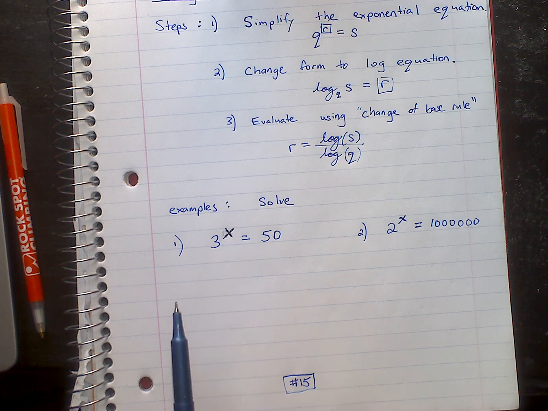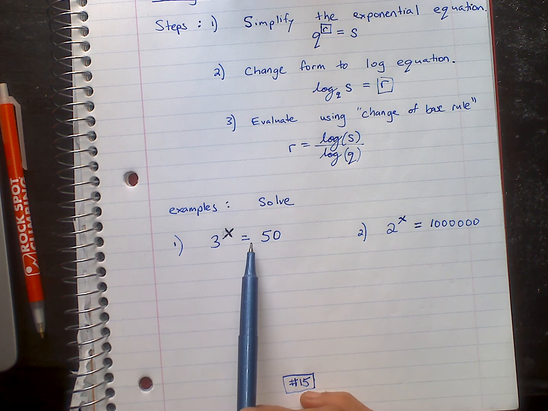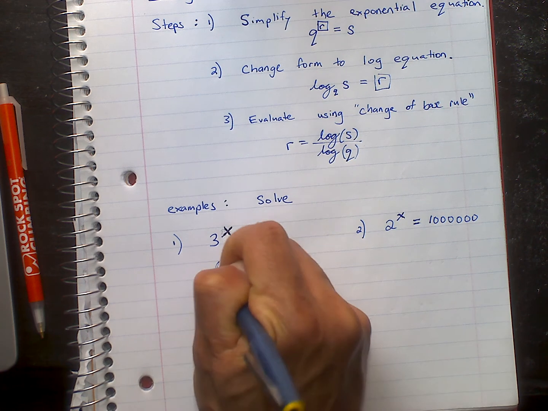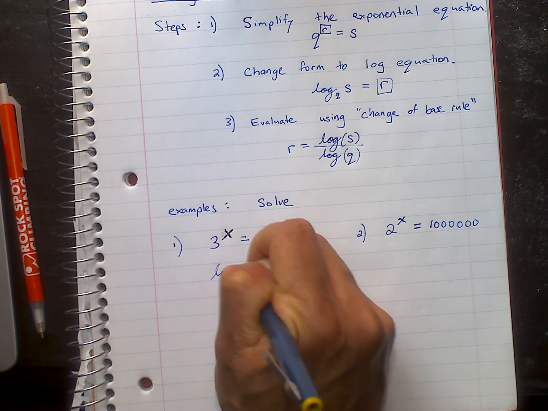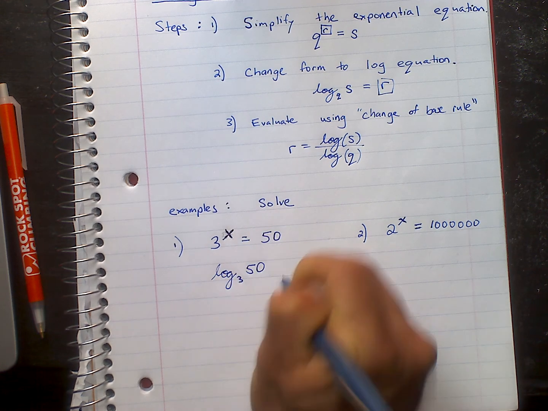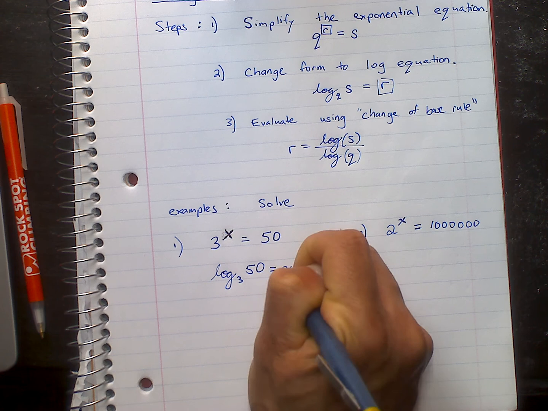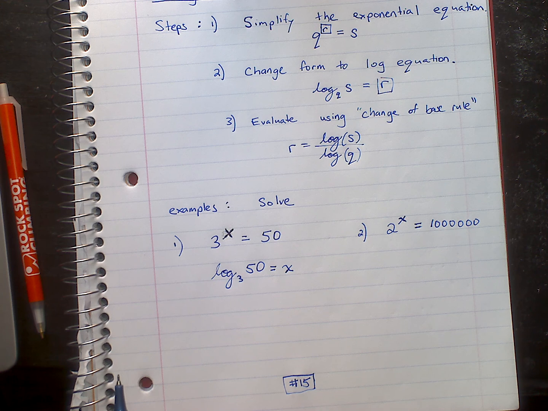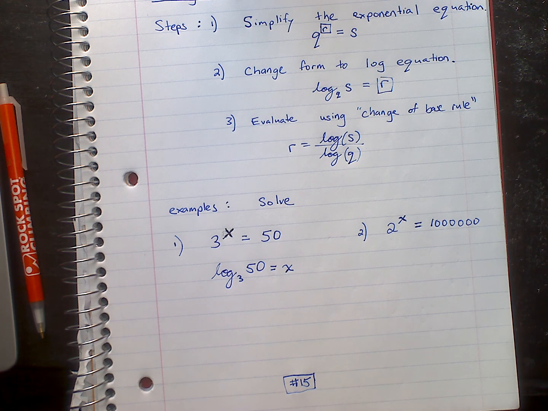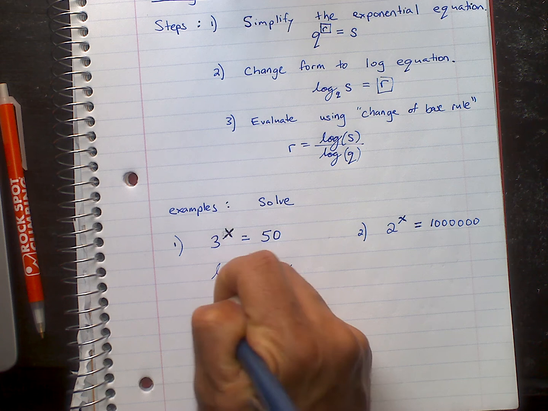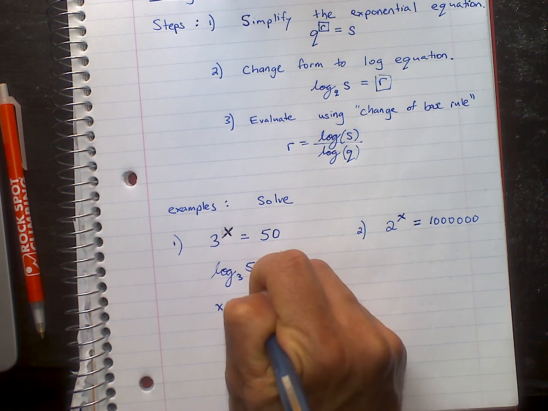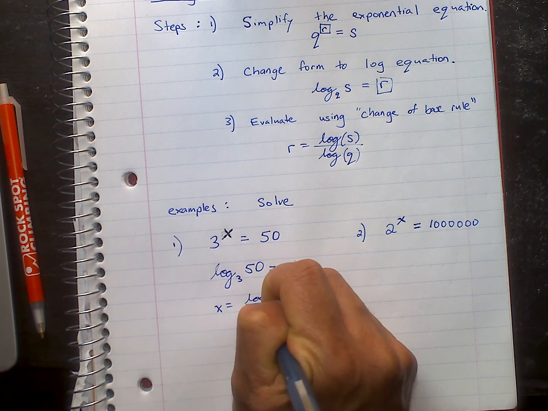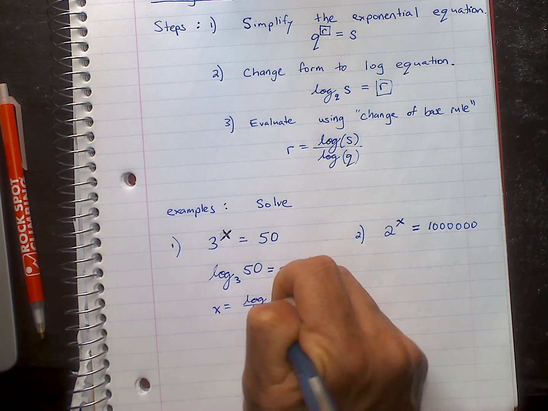Because it's already simplified as much as we can, we are going to change the form to log form, as we do in step number 2 in the notes. So it reads log of 50 base 3 equals x. Just rearranging the three parts into a log form using the previous rule. It's actually solved right now, but to evaluate it, I'm going to do a simple change of base rule: log base 10, the common base, of 50 divided by log base 10 of 3.